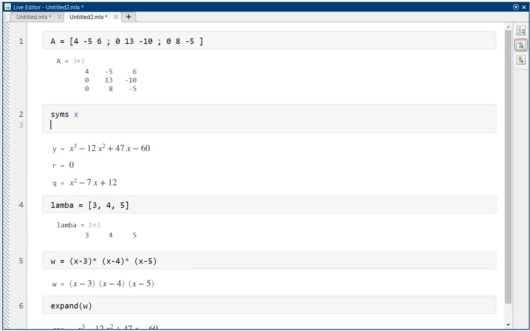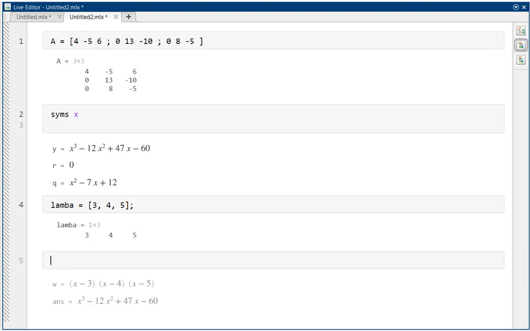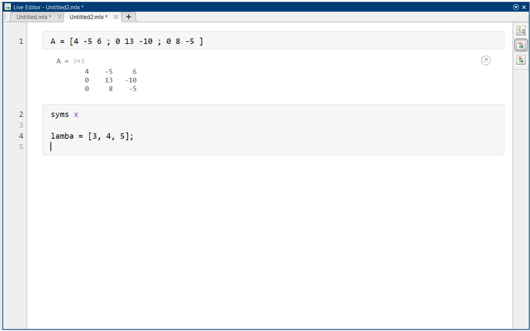So I'm going to delete it and just save some space here. Okay, so these are our eigenvalues. Now what? Well, we have to calculate an eigenspace for each of them.